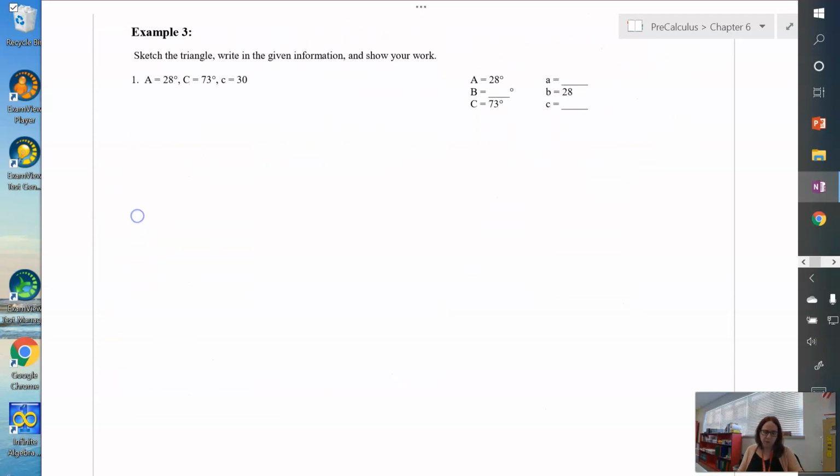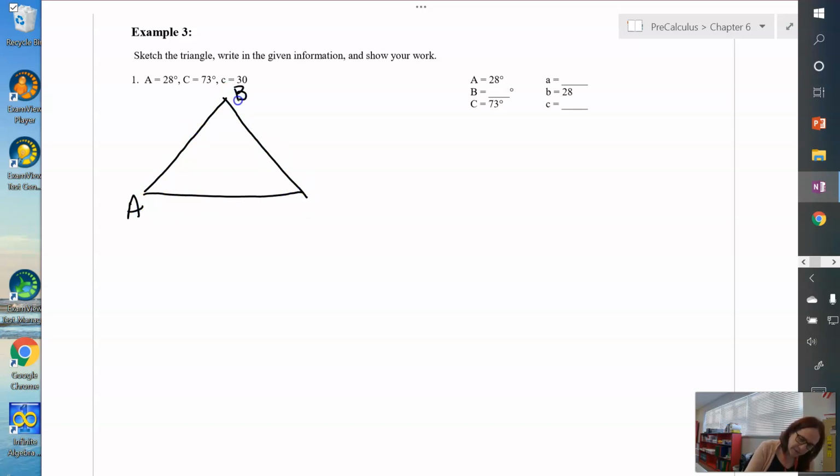Now the next one we're going to do, this one doesn't give us a picture, so we're going to have to draw our picture. And I notice I'm being given two angles and a side. So let's draw our picture. And I'm just going to draw my triangle like this. This is going to be A, this is going to be B, this is going to be C. A is 28 degrees, C is 73 degrees, and then little c, which is opposite angle C, is over here, and that's going to equal 30. And then we're going to solve for angle B, and then sides A and C.